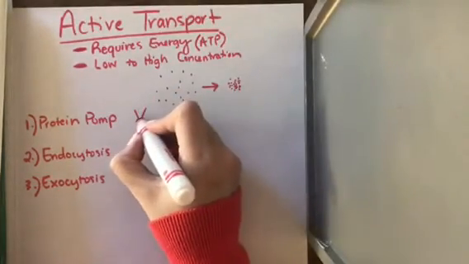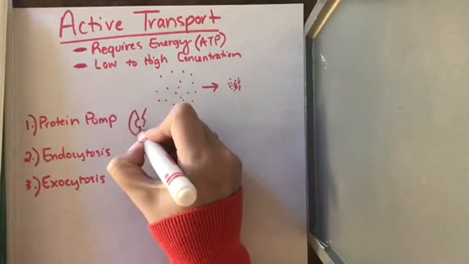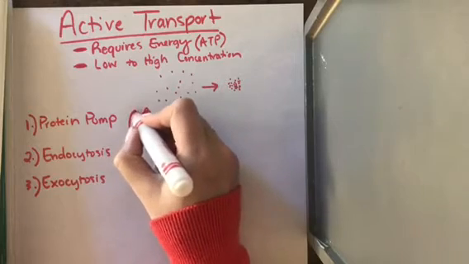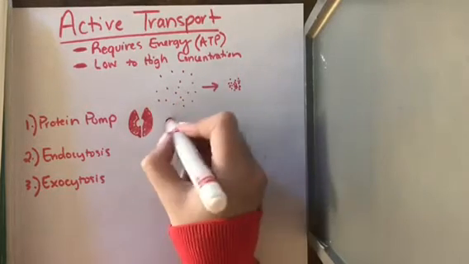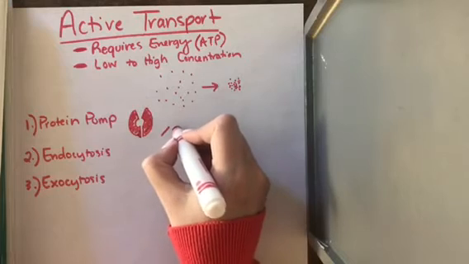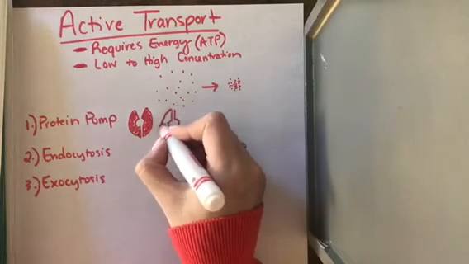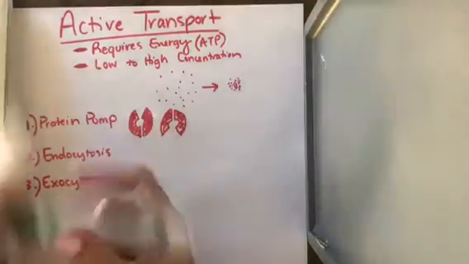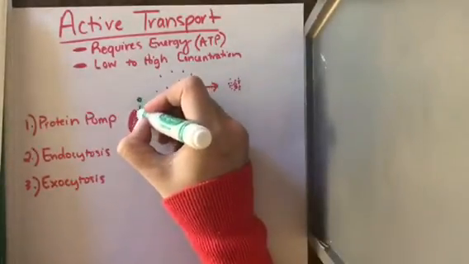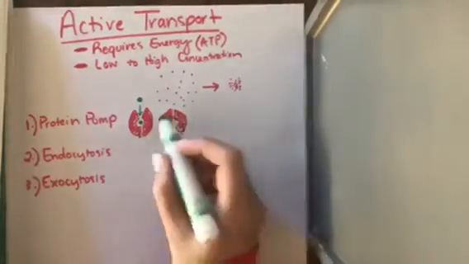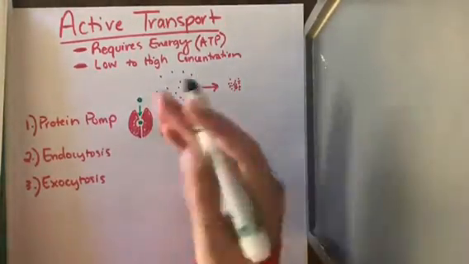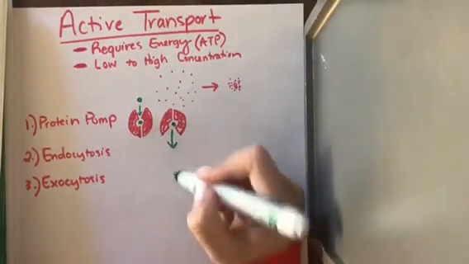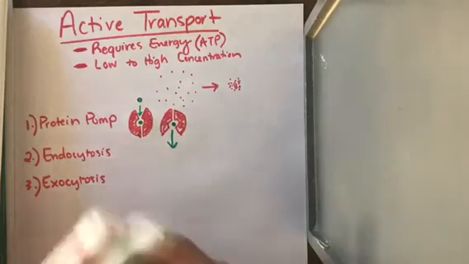So I'll just draw a little picture. And then remember, it's going to open at the bottom. So our molecule goes in and gets stuck there. With some ATP energy, our protein will open up at the bottom and close at the top, and this molecule is now free to go on the other side.